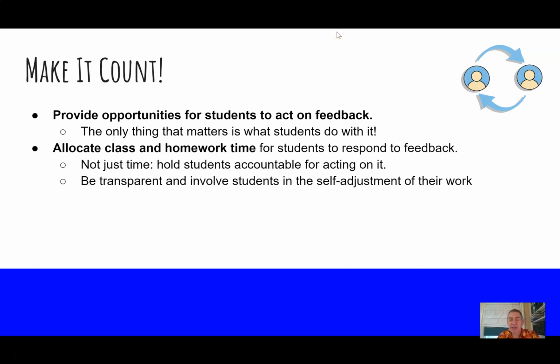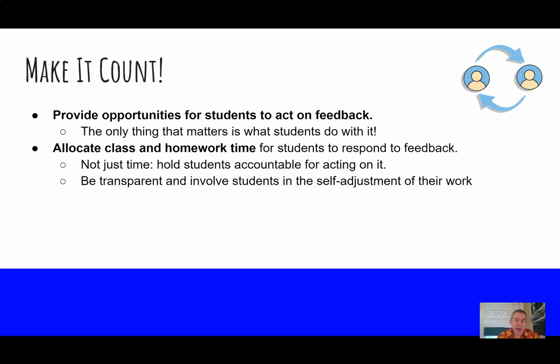The last piece, it's not the last piece, but one of the most important pieces is that it needs to count. Feedback and students' response to feedback needs to be important. Obviously, anything that we do in the classroom that we want students to pay attention to is something that we have to give them opportunities to do and credit for doing. So opportunities for students to act on feedback. If it's a math question, then, hey, under the formative pieces, fix this, communicate this better, draw your graph more accurately, do things like that.